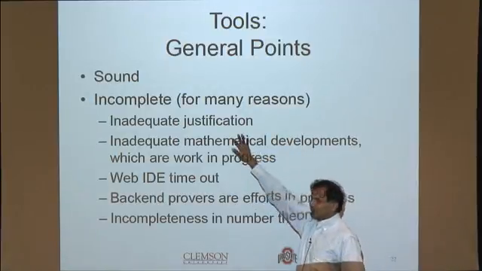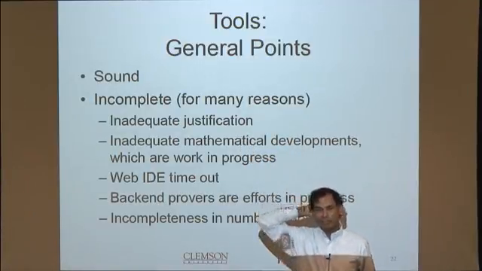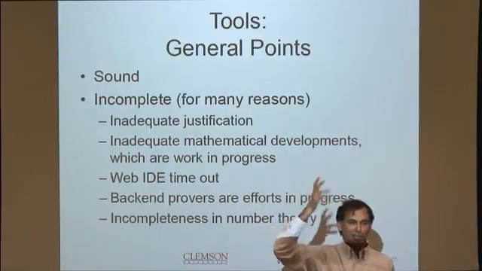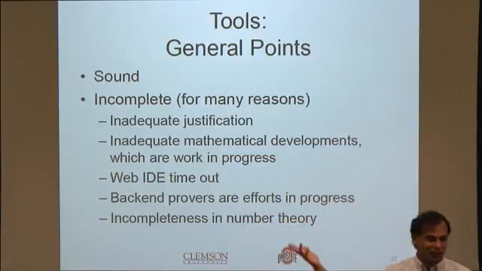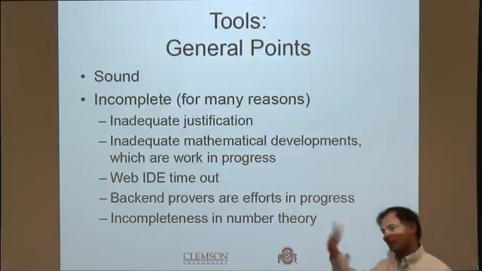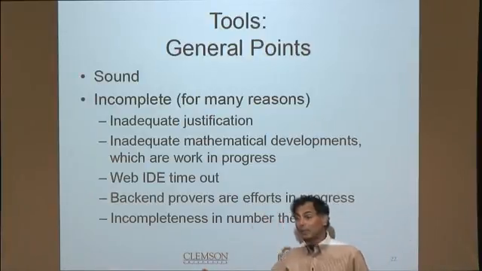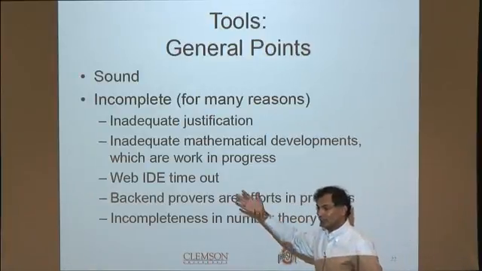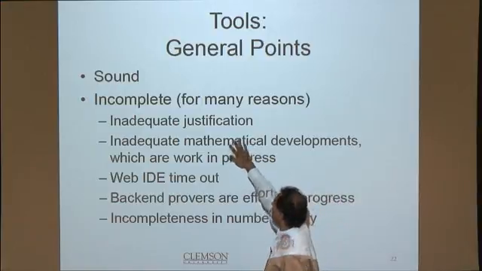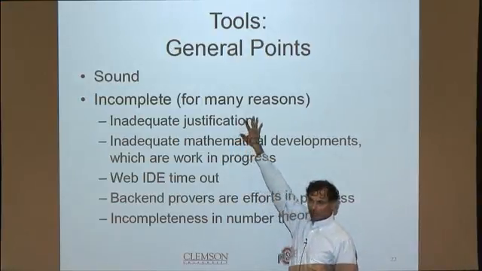The simplest reason is that, for example, when you wrote a loop invariant, your loop invariant wasn't sufficiently strong. Okay, so it wasn't adequately justified. So your code might be right, but the loop invariant wasn't sufficient for it to prove its correctness. So it might say, oh, your code is wrong.